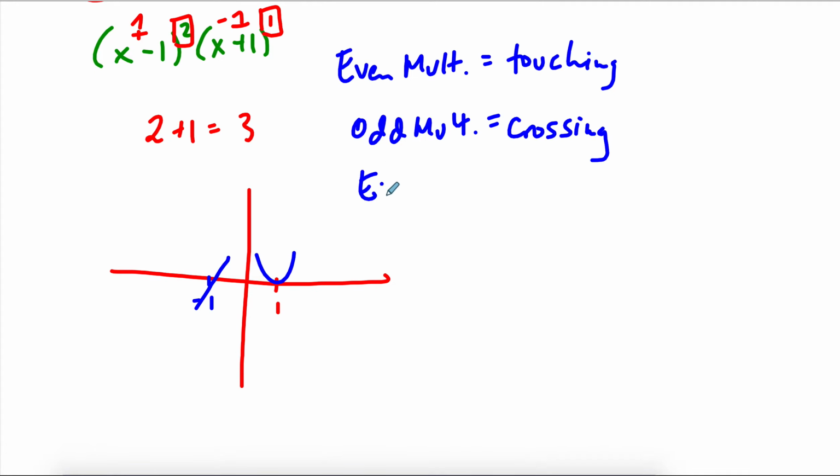And even degree means U-shape, and odd degree means opposite end behavior.